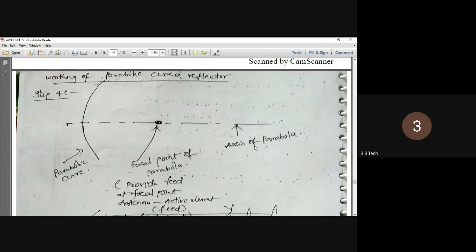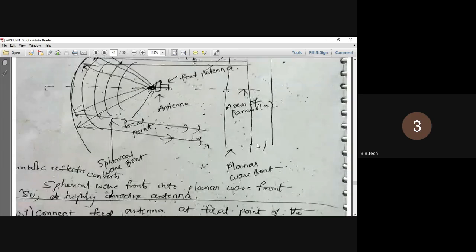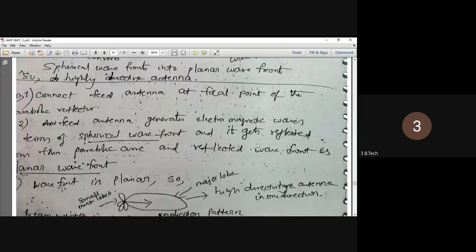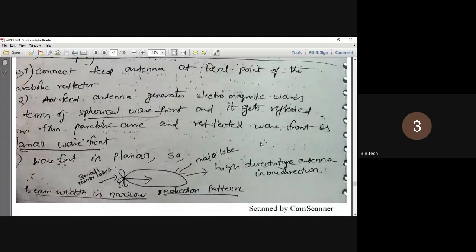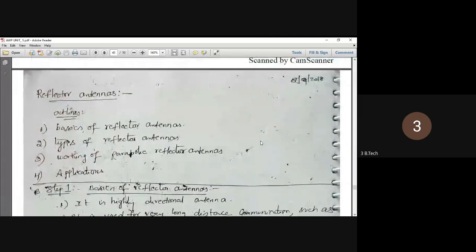Working of the parabolic curve reflector. We have already seen this just now. Spherical waveforms are converted into plane waveforms, a highly directive antenna. Now, it says to connect at the focal point, at the end point of the parabolic reflector. So let's look at the second case now.